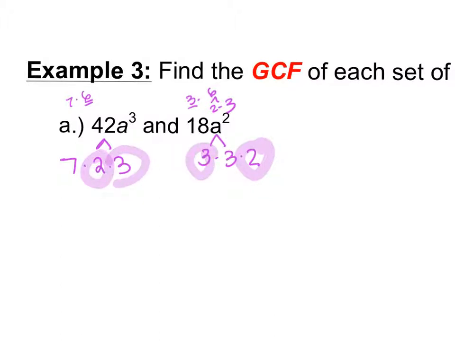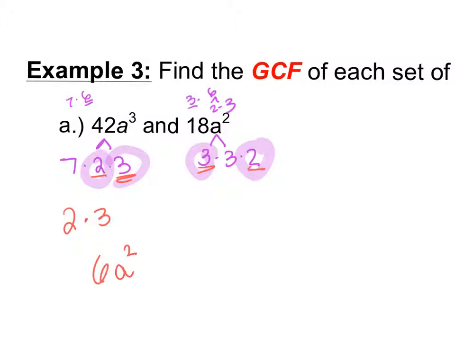So what we have in common is a 2 and a 3, which gives you 6. 2 times 3 is 6. So 6 is a factor of 42 and of 18. That's the greatest common factor. Now when we're looking at A's, if this monomial has 3 A's being multiplied and this one has 2 A's, we only have 2 in common because this one only has 2. So the greatest common factor would be 6A squared.